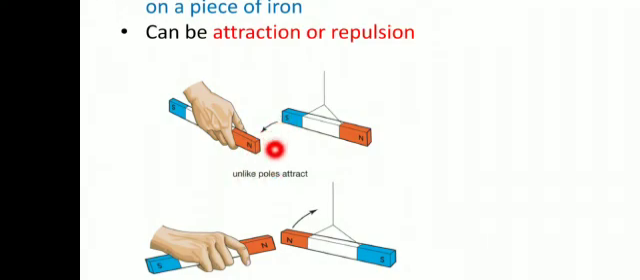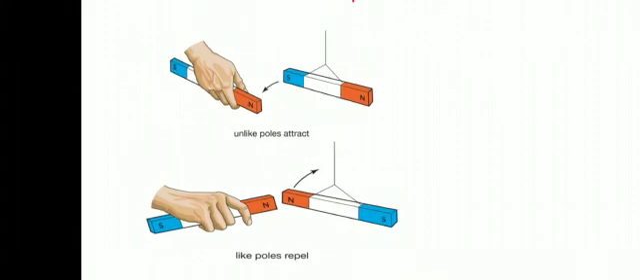And whenever we have N on one side and N on the other side, because both of them are the same symbol-wise, we call them like poles, like means same. So if two different poles of a magnet are brought together, they attract, they come close to each other, right? And when two like poles, same means N and N, are brought together, they repel, they push each other away.